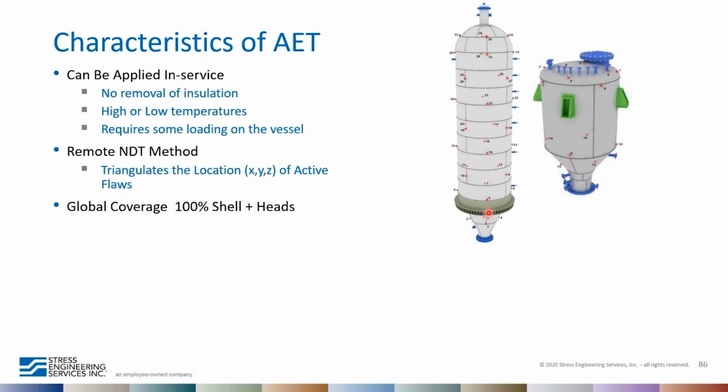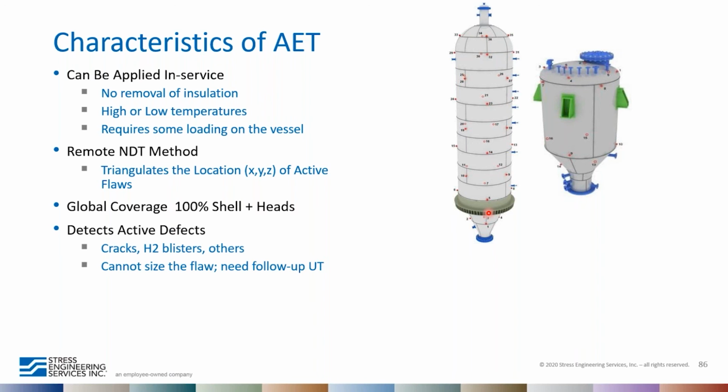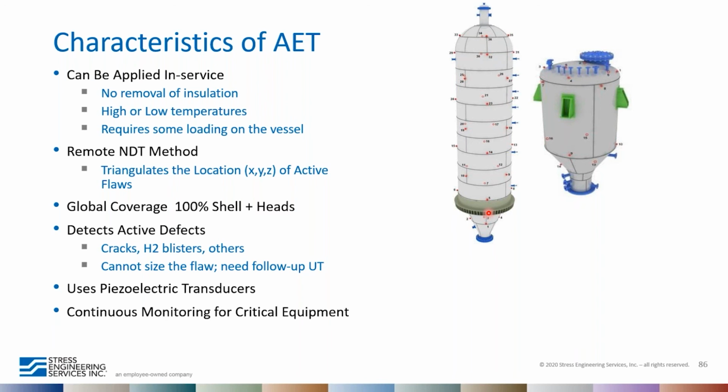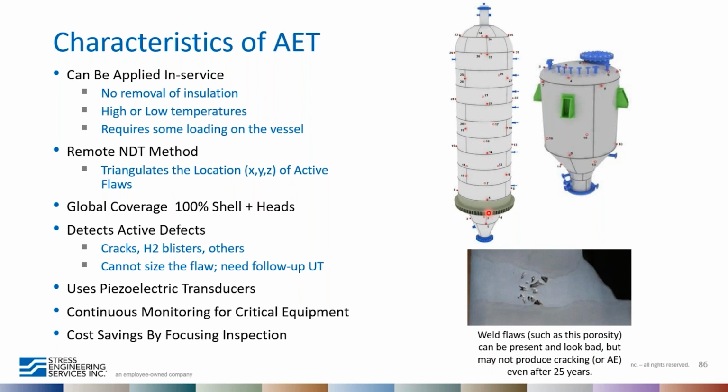Global coverage, you can evaluate the entire vessel in one go and identify where cracks are active for various reasons. It can't size the crack, so when you locate the crack by various means, you then need to go back and use other NDE methodologies to accurately identify and size the crack. But AE represents cost savings because it allows you to focus inspection.